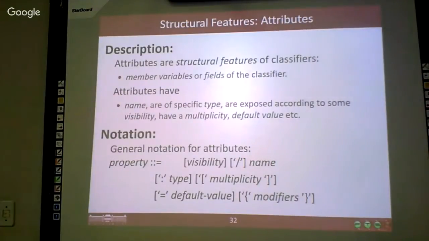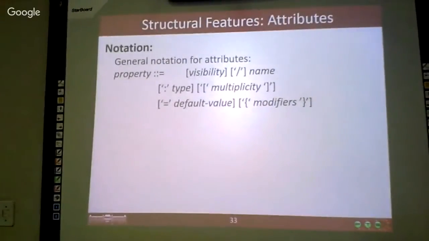So attributes are structural features of classifiers, member variables or fields of the classifiers. Attributes have a name and a specific type. They are exposed according to some visibility. They can have multiplicity and a default value. And this is the notation that is introduced in UML for the definition of attributes.